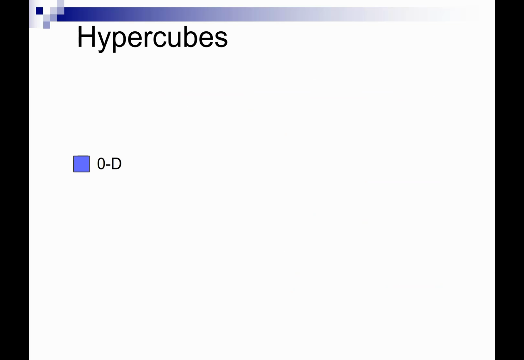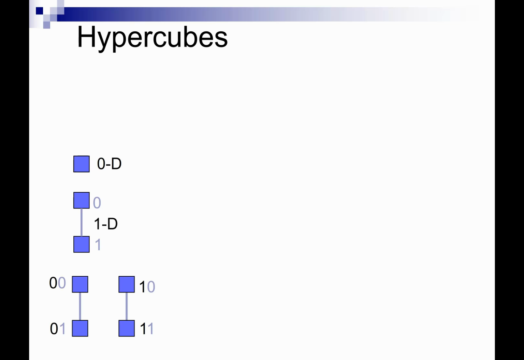Once you have the 0-dimensional hypercube, you can recursively build a 1-dimensional hypercube. What you do is you take a copy of the 0-dimensional hypercube, which is a single node, make another copy, and then connect them. That's going to be a 1D hypercube. It's basically a line. Now, once you have a 1D hypercube, you can make a 2D hypercube. The way that you do that is you take 2 copies of the 1D hypercube, and then you connect the corresponding nodes.